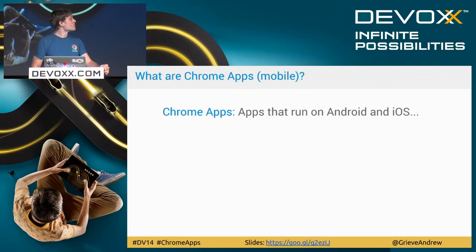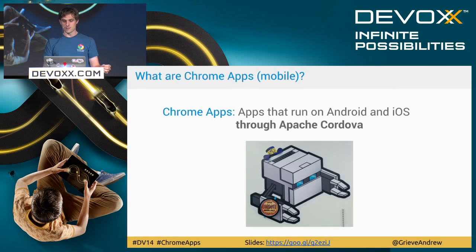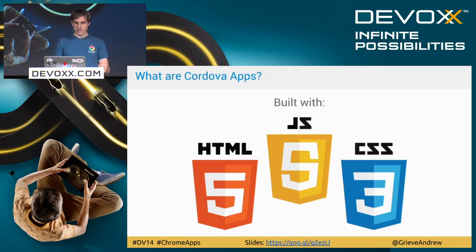So what are Chrome apps for mobile? They're apps that run on Android and iOS through Apache Cordova. This is a decal we have on our wall at work that inspires us each and every day. It's the Cordova mascot with some accessories. What are Cordova apps? Okay, forget everything I said now. We're learning about a different thing.